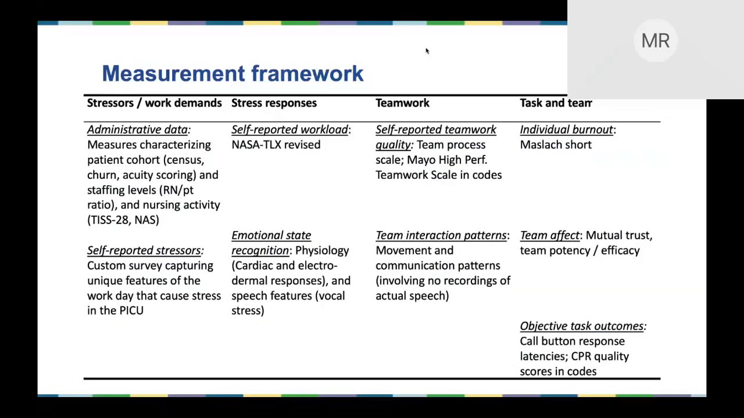And then for the teamwork domain, we're looking at self-report measures of process in general for normal team functioning in the unit, as well as, for those code events, a scale developed specifically for those crisis events. And we're also looking at interaction patterns derived from the data, so the movement and co-location patterns and communication flow between people. And the outcomes we're looking at are individual burnout, team affect in terms of trust and efficacy, and objective task outcomes, which are tough to come by for just a unit functioning, but we're looking at response to emergencies, response time as a measure of spare capacity in the unit, and the quality of CPR delivered during those codes for which CPR was required.